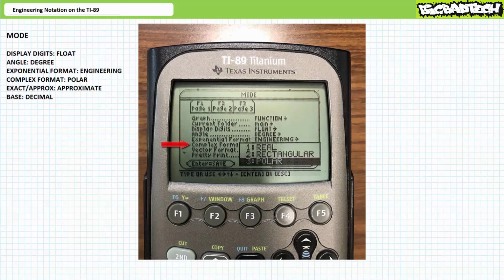Finally, on the F1 page, walk down to complex format using the down arrow key and press the right arrow key to access the menu. Walk down the list with the down arrow key. The option I'm going to choose is 3, polar. Press enter to save this option.